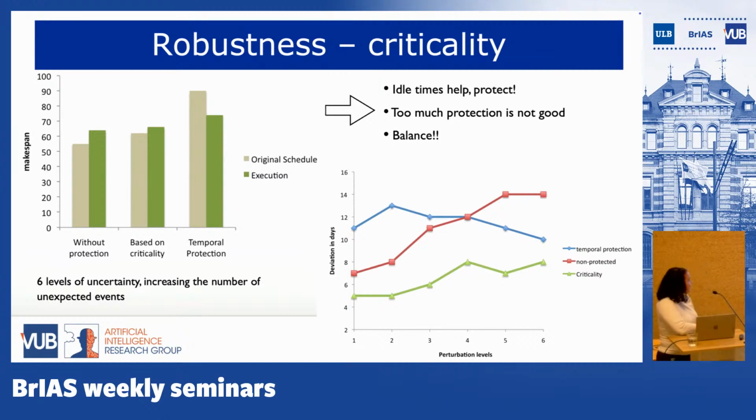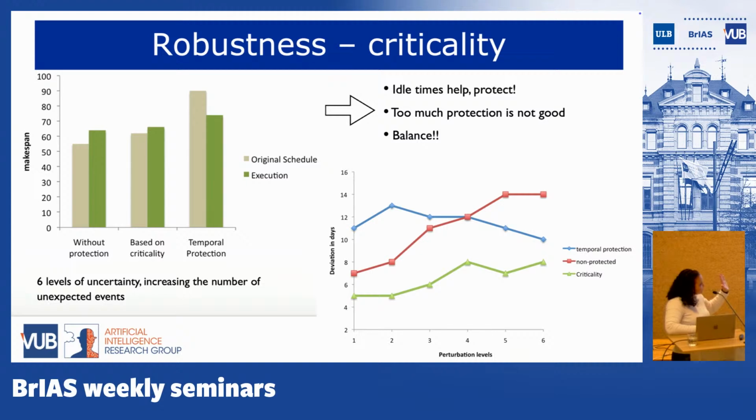And we did some experiments by using different levels of perturbations, going from 1 to 6, from a lower number of perturbations to a higher number of perturbations. So we have, let's say, 6 levels of uncertainty by increasing the number of unexpected events. And then we can see in the y-axis here the deviation in days. So if you use the original method, which is the blue one, then you will start having a higher deviation. Of course, you are protecting a lot. You are saying that it will take you longer than it actually is.